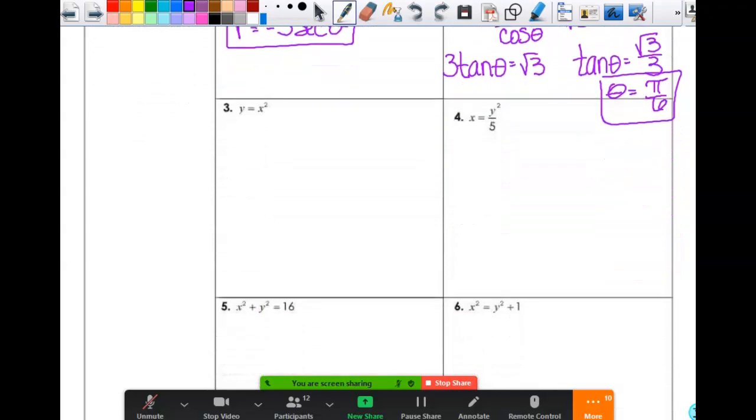Then let's look at number 3. I have y equals x squared. Well, I have something I can substitute in for y. So that'll be r sine theta equals x is going to be r cosine theta, and then that's squared. So that'll give me r sine theta equals r squared cosine squared theta.